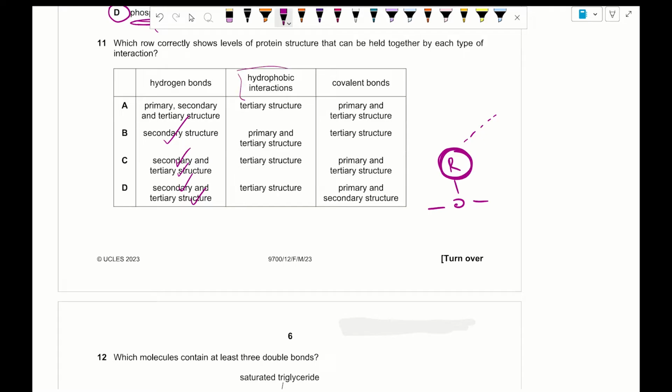Now, hydrophobic interactions. Hydrophobic interactions only form between the R groups in the tertiary structure. Therefore, it's tertiary structure. Now, covalent bonds. So, covalent bonds, an example for it would be peptide bonds in the primary structure, and it could also be disulfide bonds in the tertiary structure. These bonds are incredibly strong and they are hard to break. Therefore, primary and tertiary structure are correct, and the answer is going to be C.